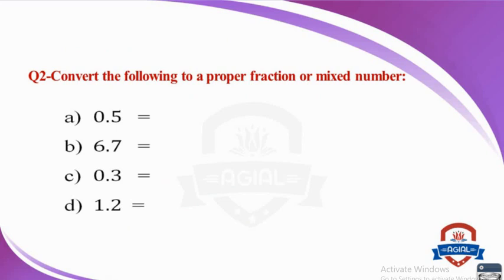Convert the following to a proper fraction or a mixed number. 0.5. I write it as a fraction. So I write 5 up, I will take the number. Down, I will see the point just after one digit, so the denominator will be 10. So it will be 5/10. Is it a proper fraction? Yes, it's a proper fraction. Can you change it to a mixed number? No, I can't.